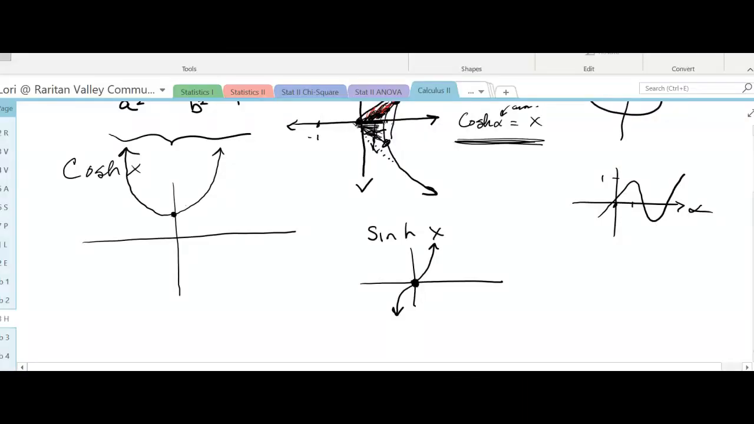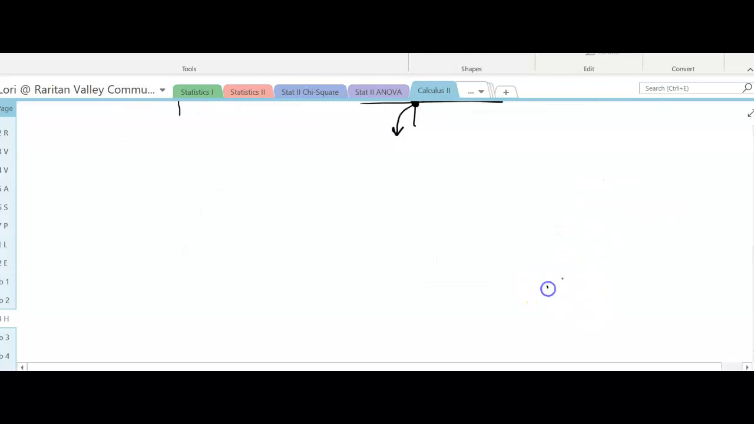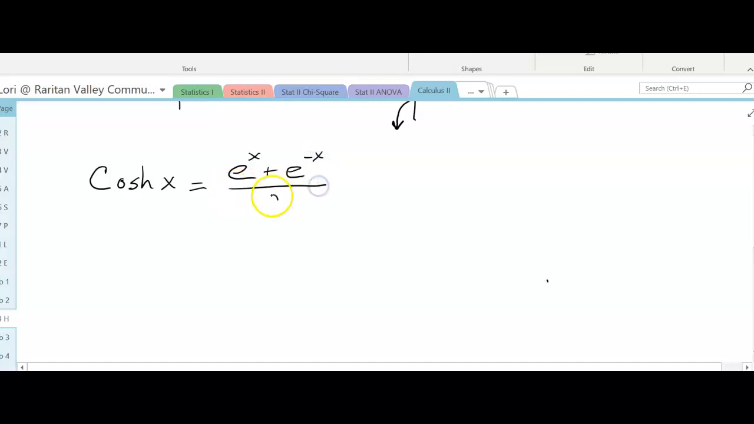So let me go back to my notes. And our first important piece of information is that cosh x is equal to e, and I'm going to write it this way, or you can have e to the x over 2 plus e to the negative x over 2. So that is really important, and it's going to define all the rest of our functions once we get what we call our sinh function. That's our hyperbolic sine. So let's go back to Desmos.